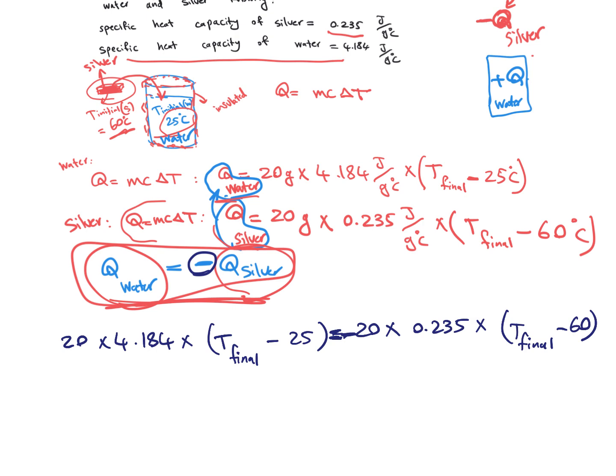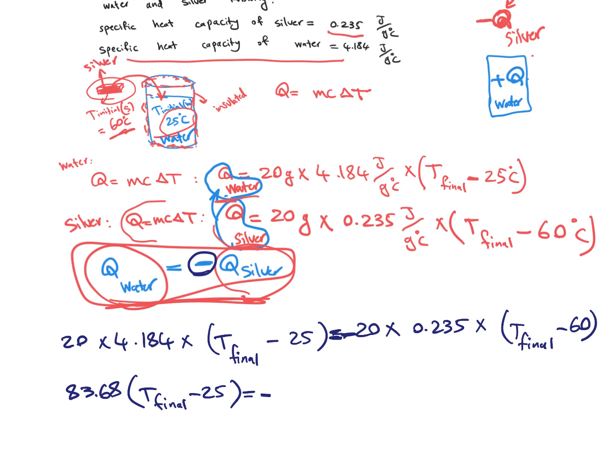Okay, so if I multiply these, and remember, we don't round intermediate results. 20 multiplied by 4.184 would be 83.68 multiplied by T final minus 25 equals minus 20 multiplied by... and I didn't even have to multiply 20, I could just cross them out, but oh well, I just did that.